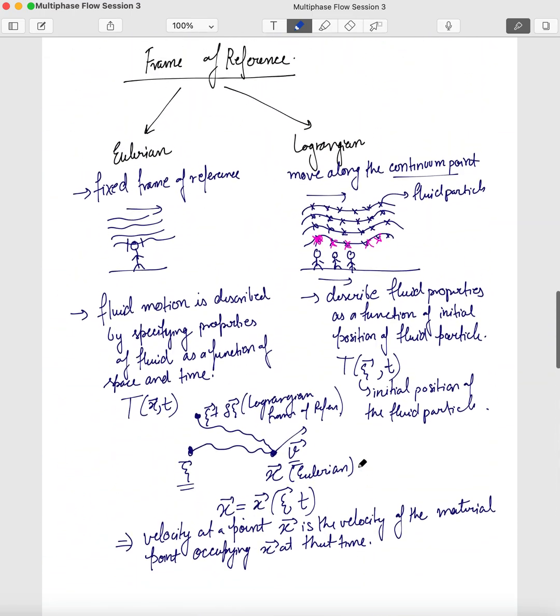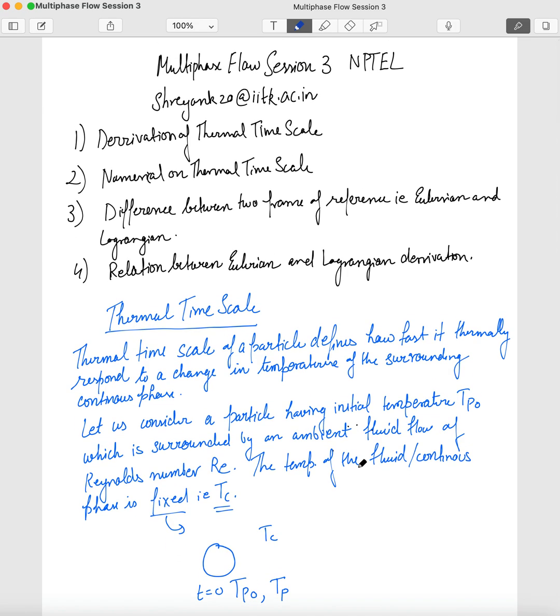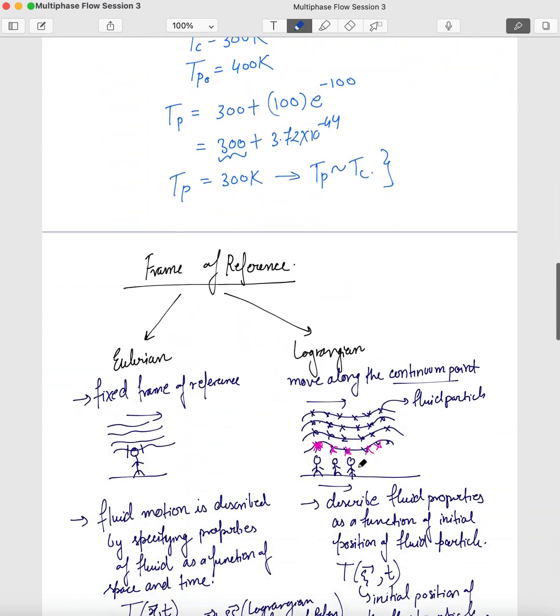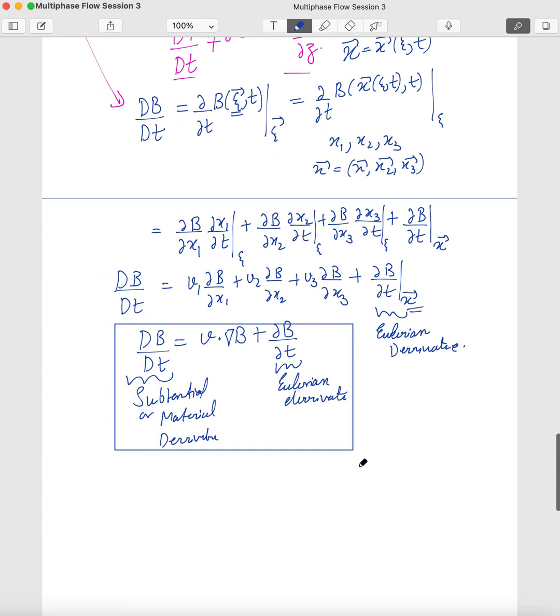In the next session I will discuss more on the Reynolds transport theorem. Reynolds transport theorem is nothing but the transport of a property. Basically we will find the substantial derivative of a property, and we will see how it evolves. Then we'll derive the continuity equation and then the Cauchy momentum equation, and then we'll go to the Navier-Stokes equation.